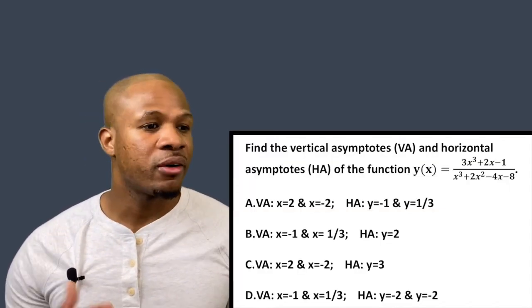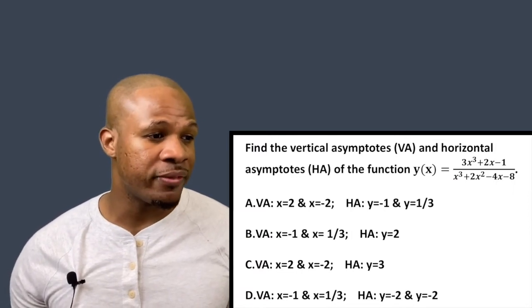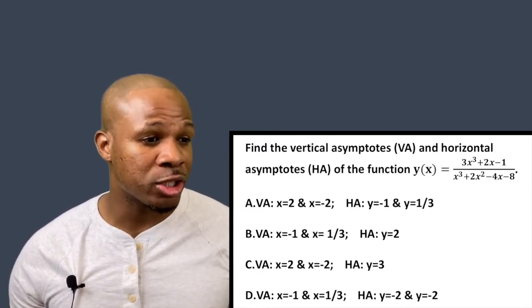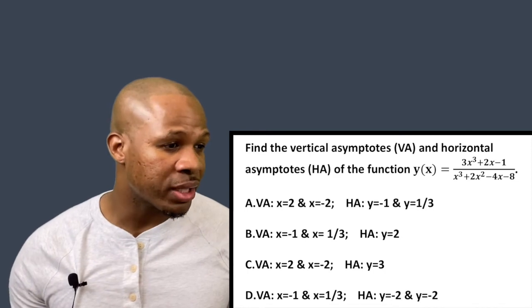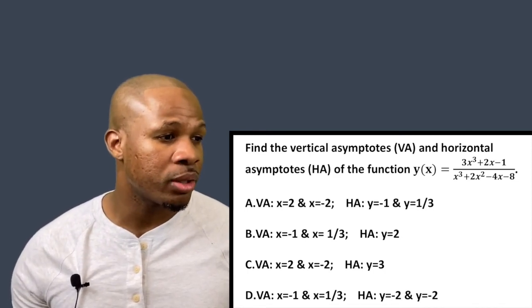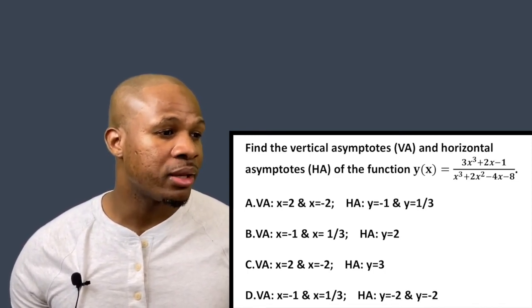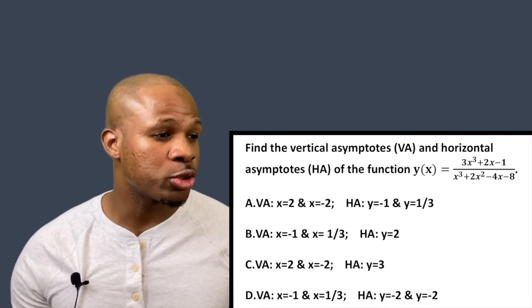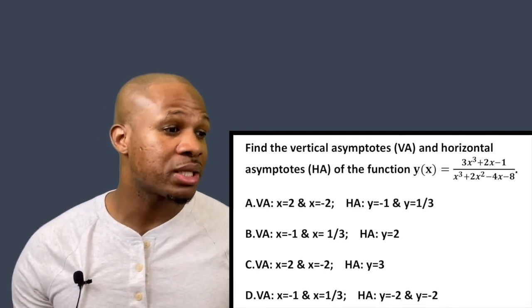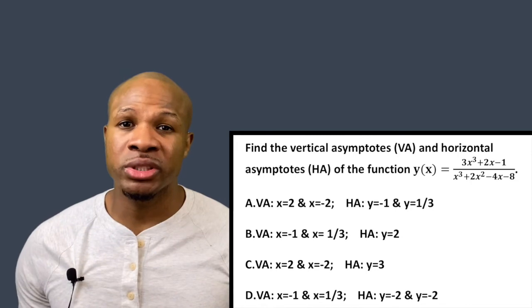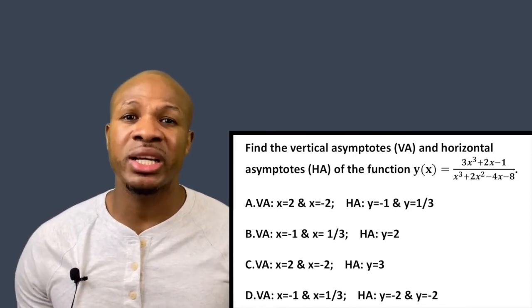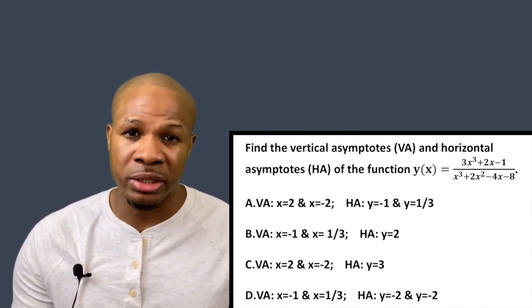Now let's go on to question number 3. Question number 3 says, find the vertical asymptotes (VA) and horizontal asymptotes (HA) of the function y of x equals 3x to the 3 plus 2x minus 1 divided by x to the 3 plus 2x squared minus 4x minus 8. Okay, so it's a more complicated function, but it's still a rational function, and it's still something that we know how to deal with, right?